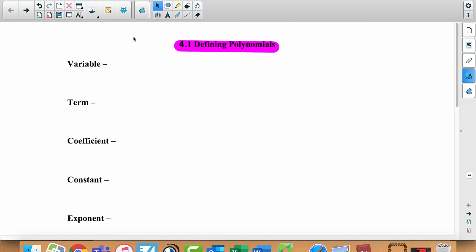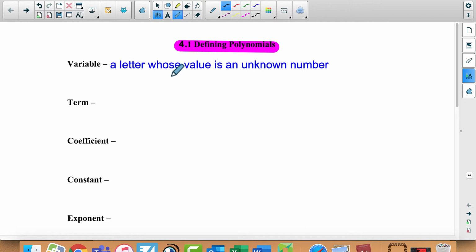Now some of them you're going to know already and some you won't. So the first one, for example, should be review for you. A variable. A variable is a letter whose value is an unknown number. So, for example, probably the most common letters that are used for unknowns are things like x and y and z. Other popular ones are m and n, but really it could be anything. You can use any letter you want.